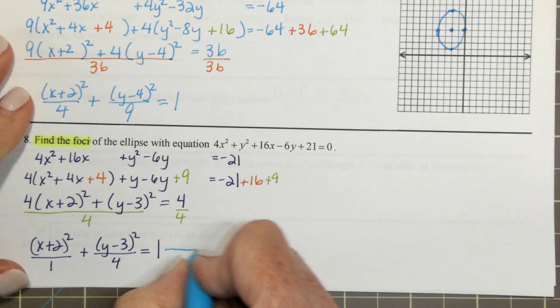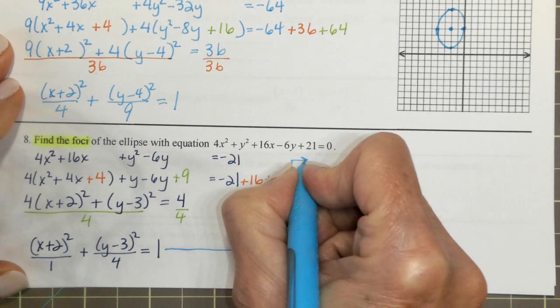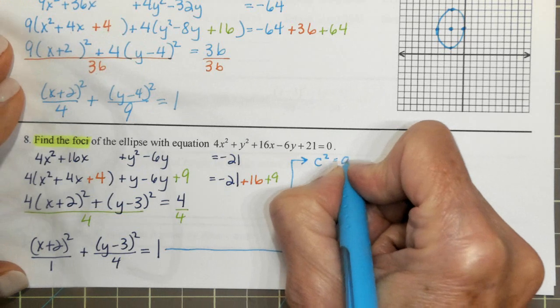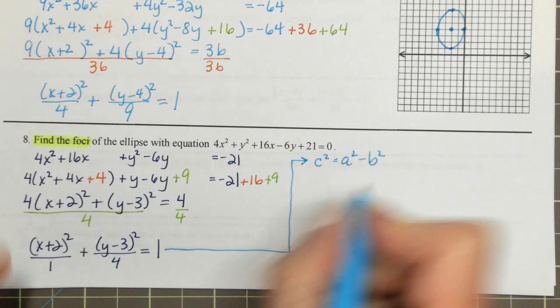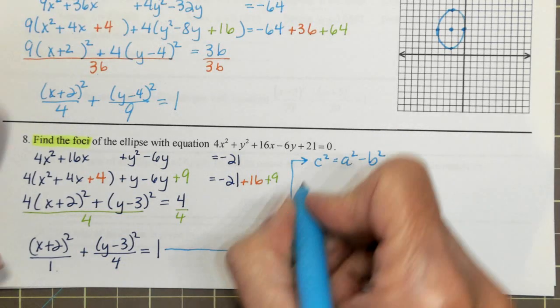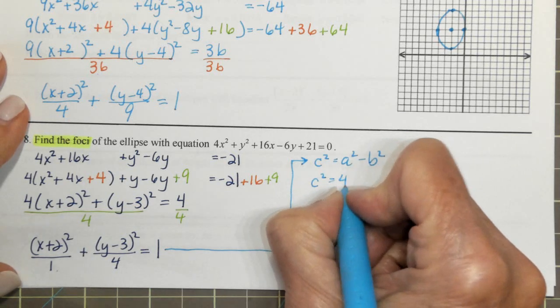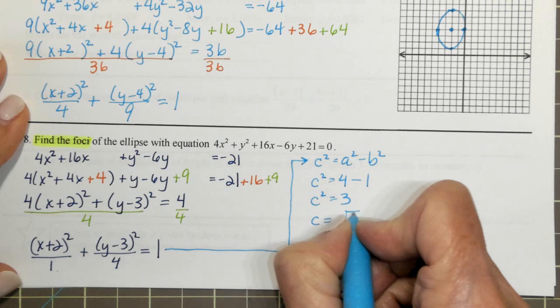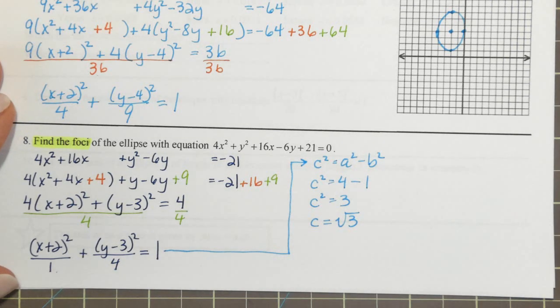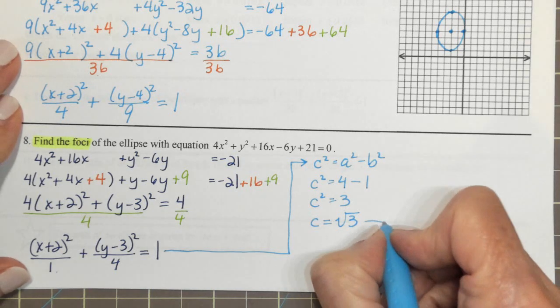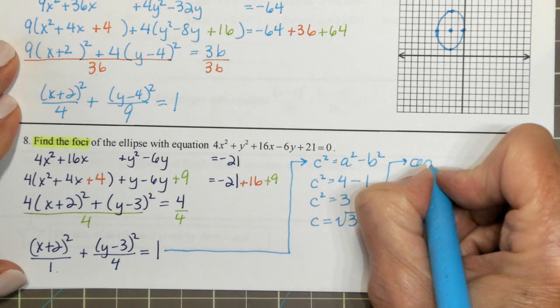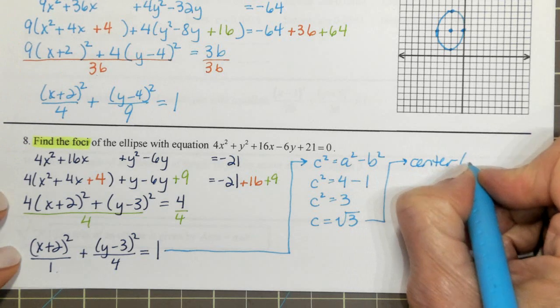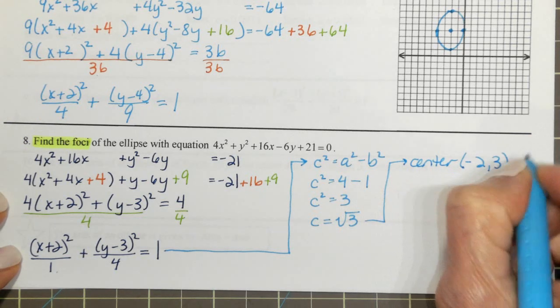For an ellipse in standard form, you must have a 1 over here. Okay, now that we have that, I can find my c squared. c squared is a squared minus b squared, the larger minus the smaller. So c squared is 4 minus 1, c squared is 3, so c is the square root of 3. That's the distance from the center to either focus. So the center of this ellipse is the point (-2, 3).